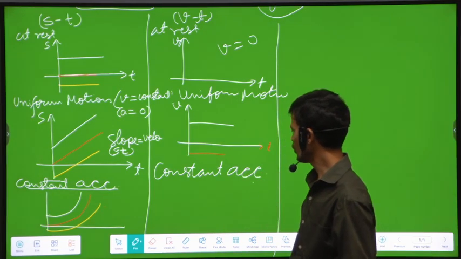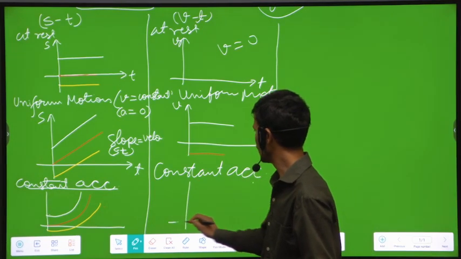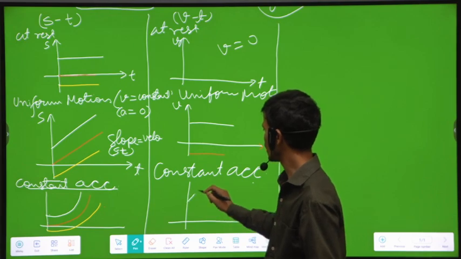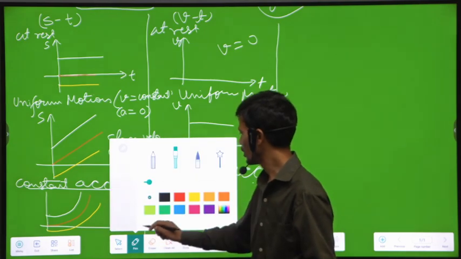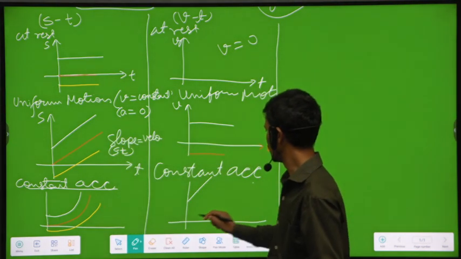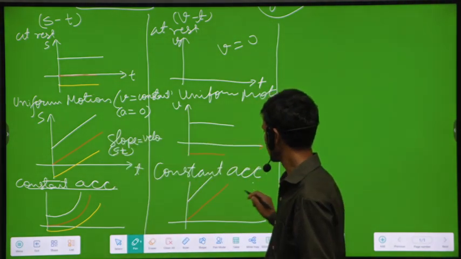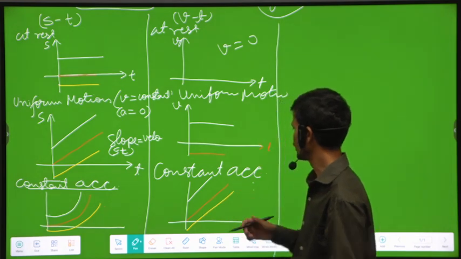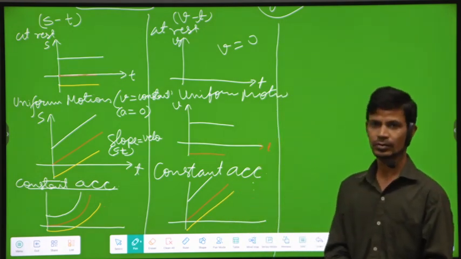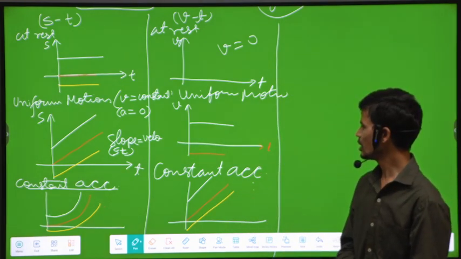So if it is moving with constant acceleration, then there will be a constant slope either this way or this way or this way. So that shows constant acceleration.